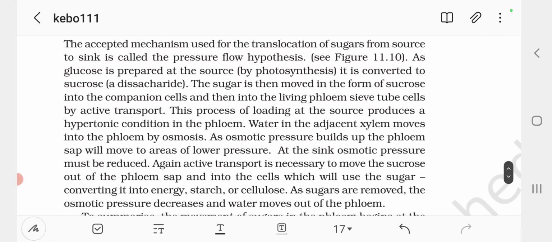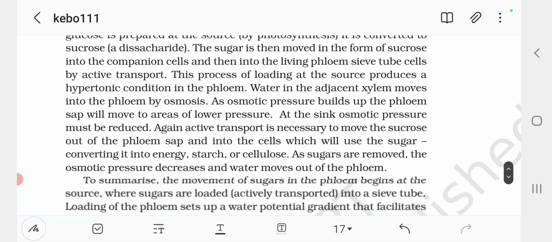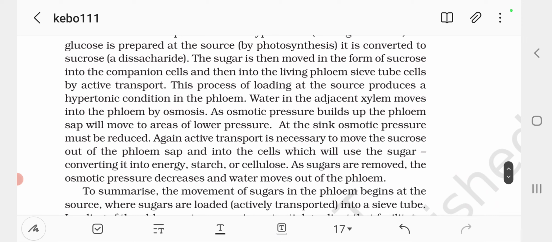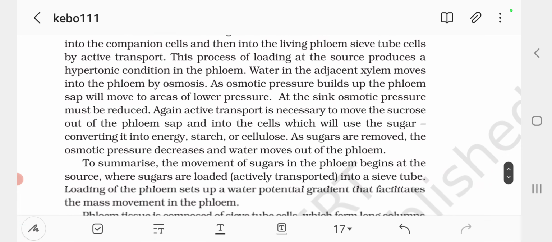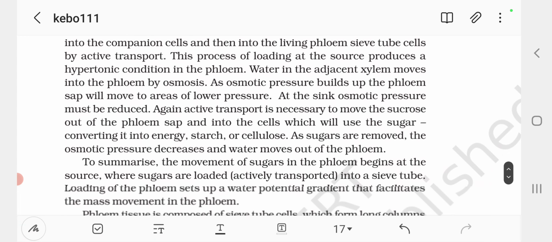11.6.1 The pressure flow or mass flow hypothesis. The accepted mechanism used for the translocation of sugars from the source to the sink is called the pressure flow hypothesis. As glucose is prepared at the source, it is converted to sucrose. The sugar is then moved in the form of sucrose into the companion cells and then into the living phloem sieve tube cells by active transport.